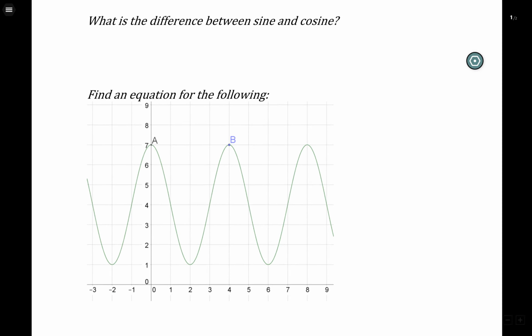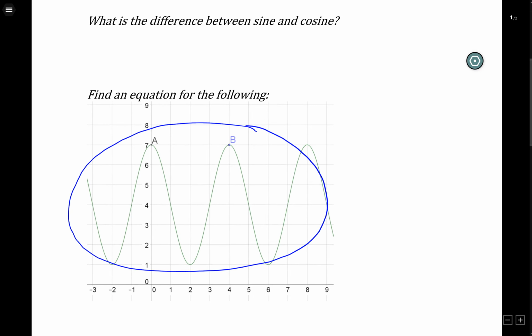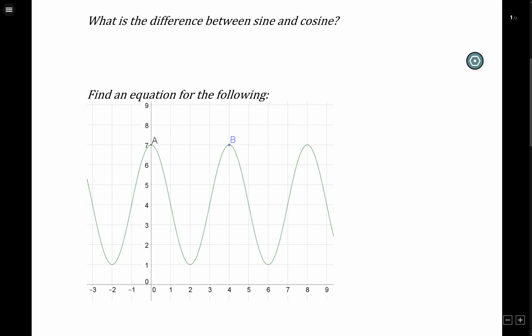So look at this data. This is data that's repeating over and over and over again. Maybe it's not real data for now, but we can take this graph and make a sine or a cosine function out of it. This whole trig unit has been an introduction, and here's your introduction to how we can make an equation from a graph.